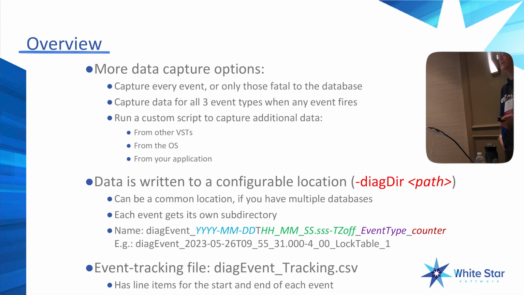Which order am I picking? Which batch job was running? Anything that you could think of. The location where the data gets written is specified by the diagdir parameter.